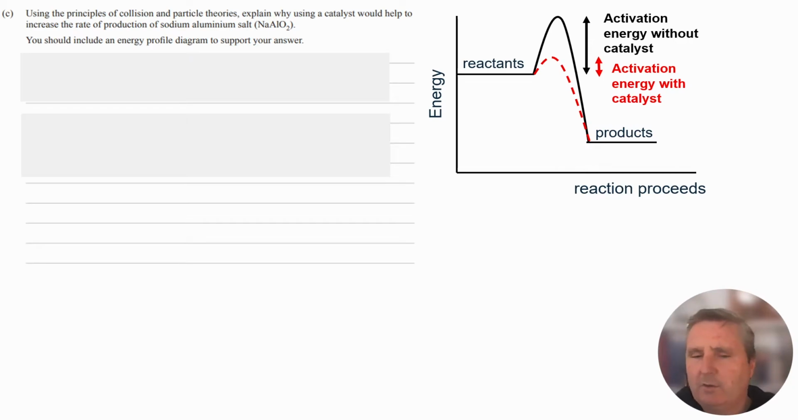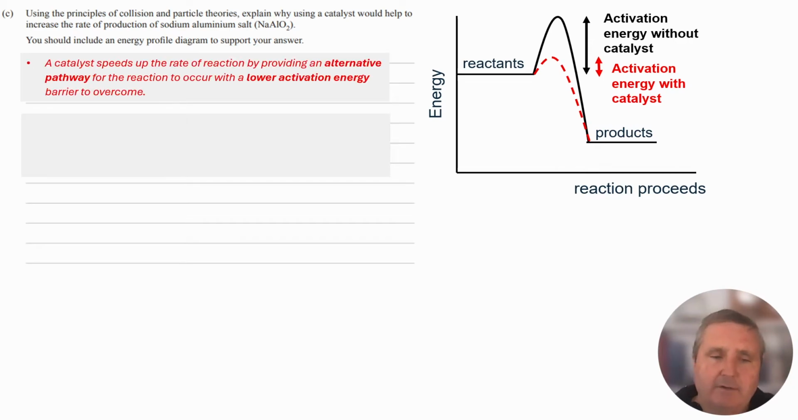So what do we say about this? Well, that's what a catalyst does. A catalyst provides an alternative path that has a lower activation energy than it would have had. And it means that it's easier for the reaction to overcome the energy barrier, or the activation energy barrier.